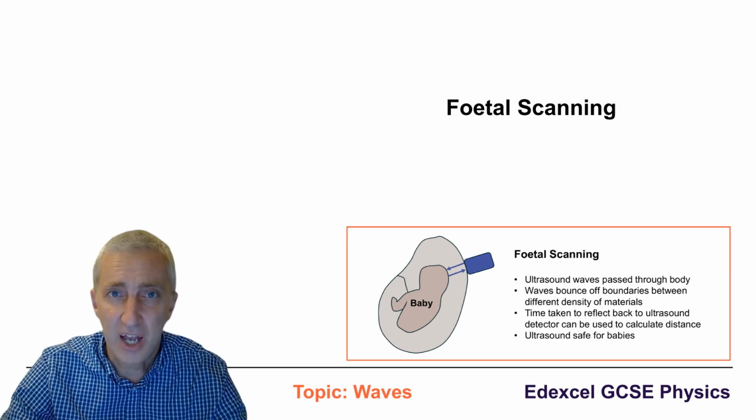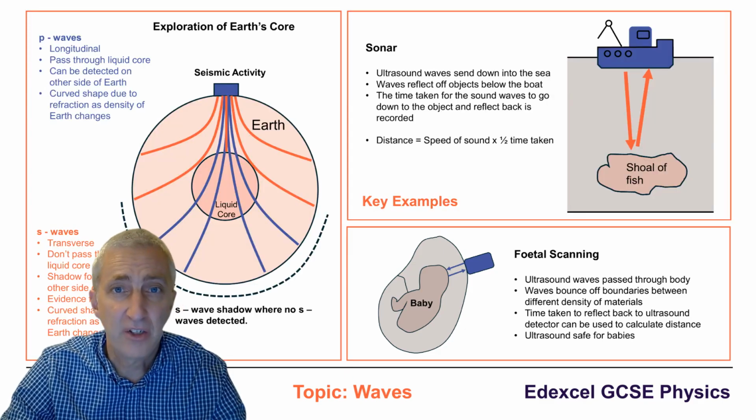Finally, fetal scanning allows doctors to image babies using ultrasound that doesn't damage the baby. The ultrasound waves bounce off boundaries in the body, and from the time the waves take to reflect back to the detector, the distances can be calculated. All this information now needs to be memorized.